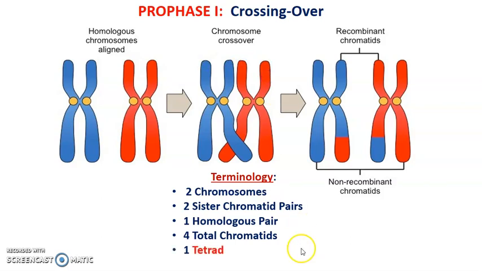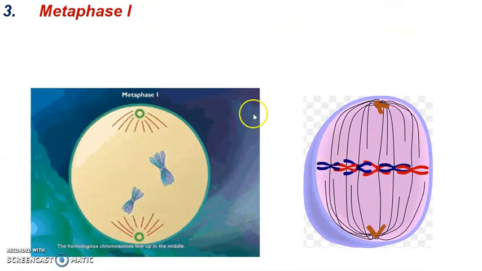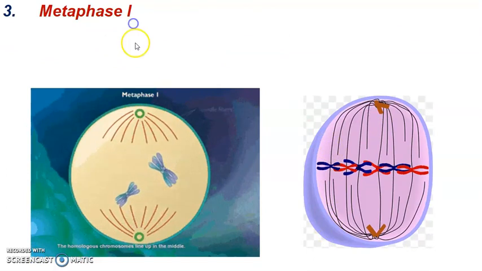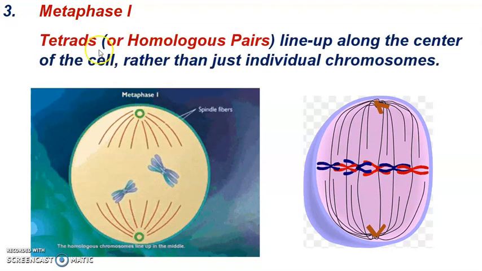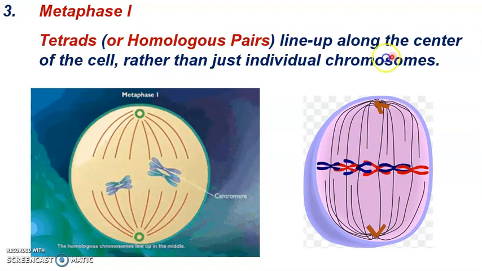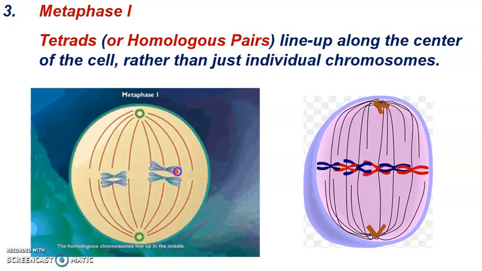And we could throw in that one new term here. I also have 1 tetrad. So again, that vocabulary is important as we move forward. Next, we're going to hit metaphase number 1. Now, in metaphase number 1, it's the tetrads, or again, homologous pairs, that line up along the center of the cell, just like you see happening here.